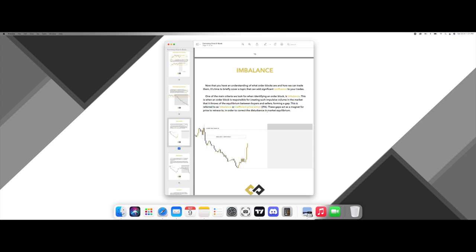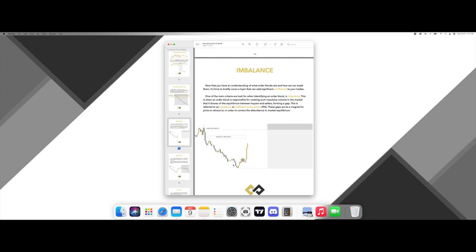Now these gaps act as a magnet for price to retrace to in order to correct the disturbance in market equilibrium, okay? That's a very important point to take note of. So we don't trade based off of these, but we use it as confluence because as I placed in the diagram here below, we have a lower time frame order block. It's maybe not visible on this time frame, but a refined lower time frame order block is in this area right up here, okay? Now, we've set entry parameters.